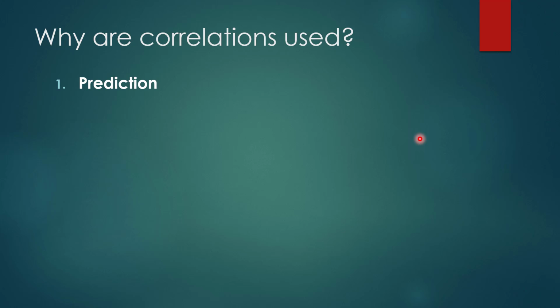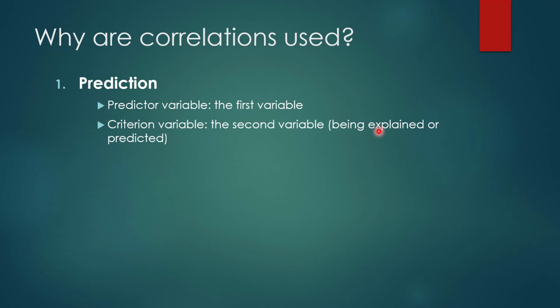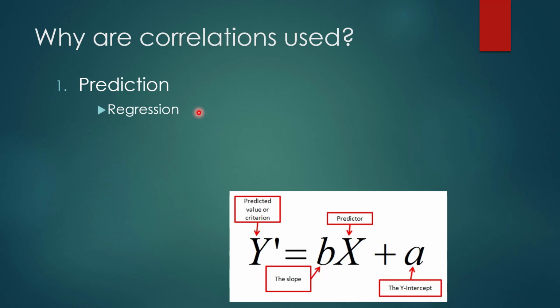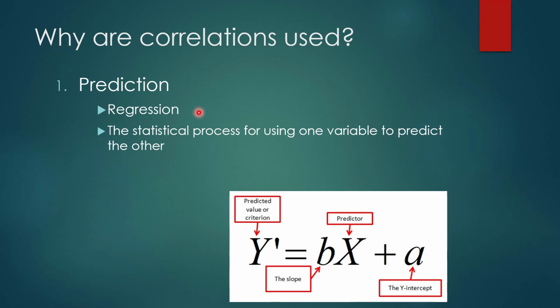So a little more about the first one, prediction. The predictor variable is the first variable. And then we have a criterion variable, which is the second variable, or the variable that's being explained or predicted. So this variable is going to predict this variable. This is called a regression analysis, and while it's beyond the scope of this class to go into all the ins and outs of a regression analysis, if you go on in statistics, you'll learn much more about that. But it is a statistical process for using, again, one variable to predict the other. So using the x variable to predict the y variable.